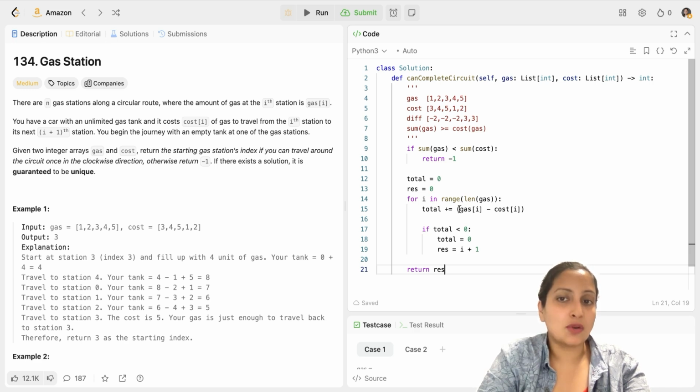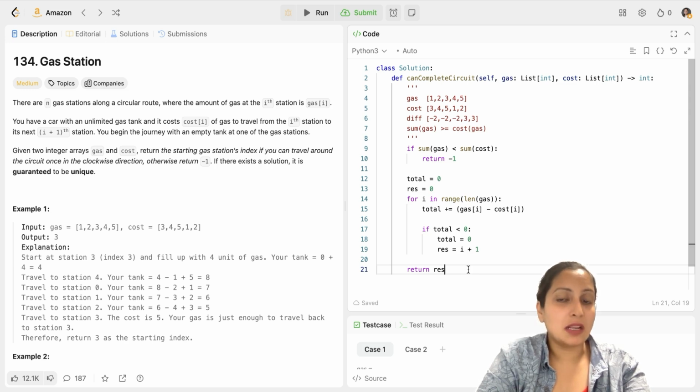And at the third index, our total is positive 6. So we get 4 minus 1, 3, plus 5 minus 2, 6. And our total is not less than 0. The total comes out to be 6, and our result remains 3. So we can return the result. So that's the entire crux of the code.